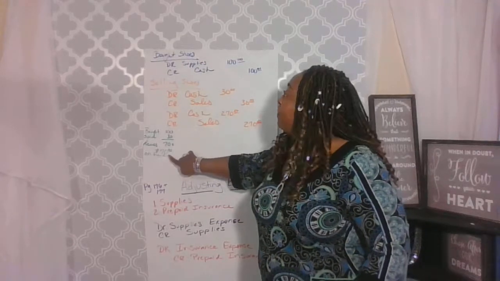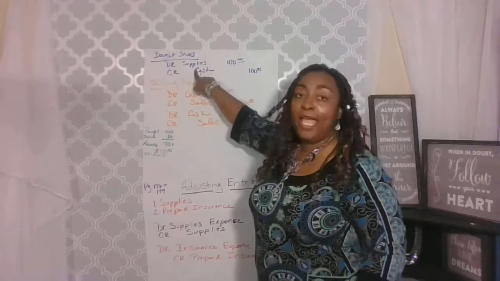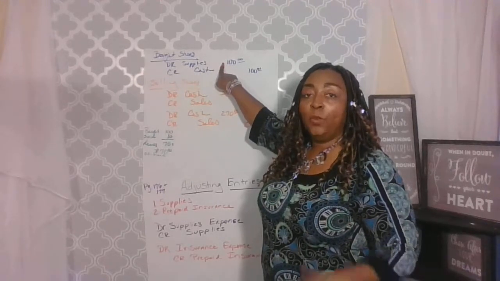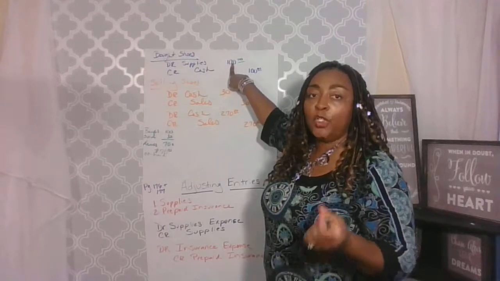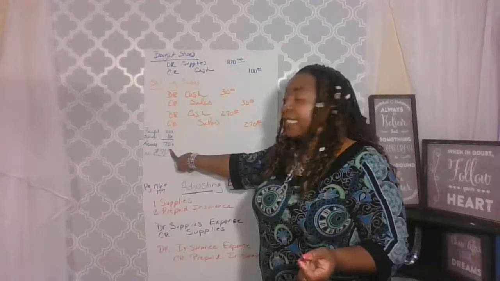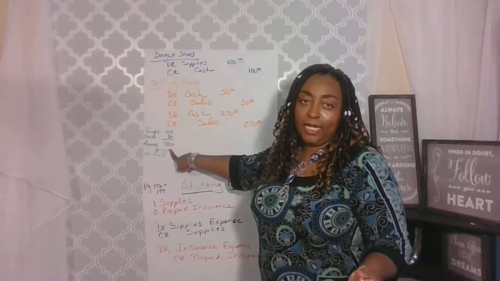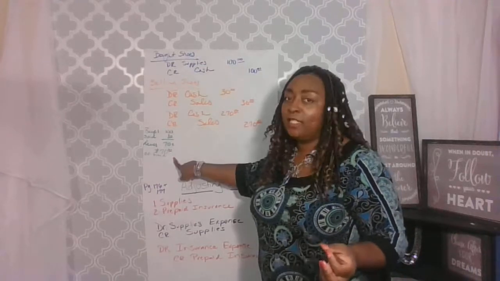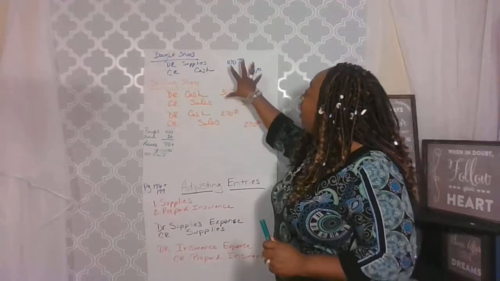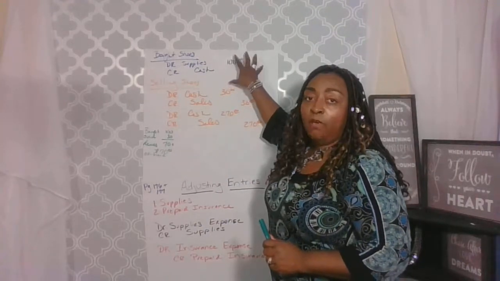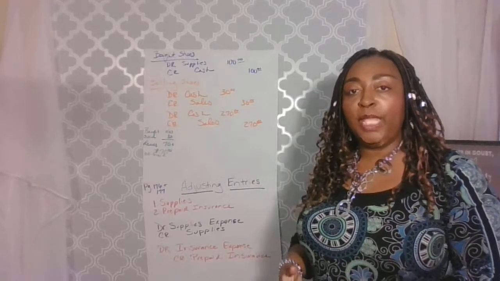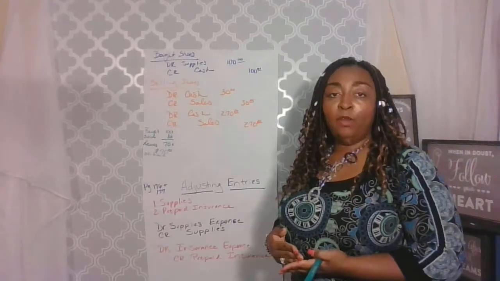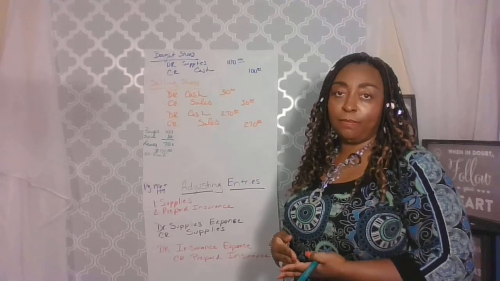Okay, so we must make the supplies account reflect what actually still exists. So right now the supplies account has $100 in it, but it really needs to have $70 in it. So we have to make that adjustment. So the amount of supplies comes from the general ledger. So we would go to the general ledger to find out the amount we have in our supply account.